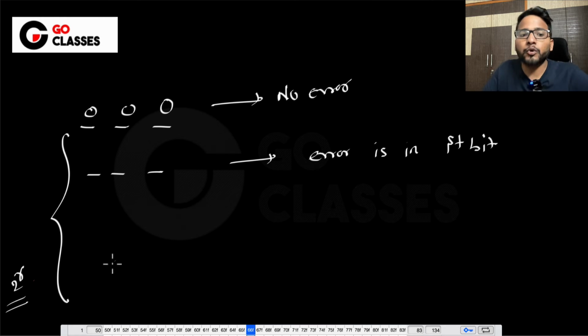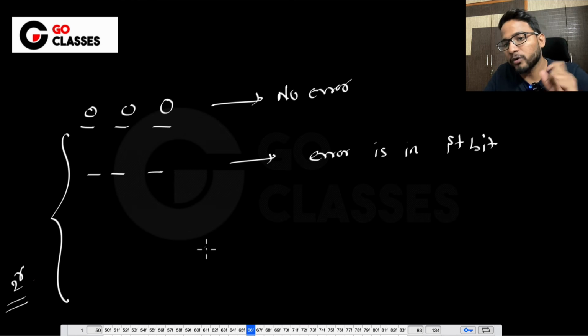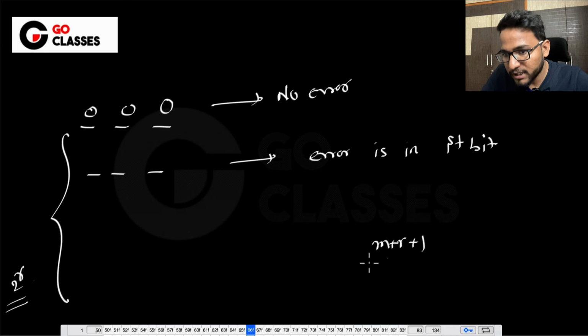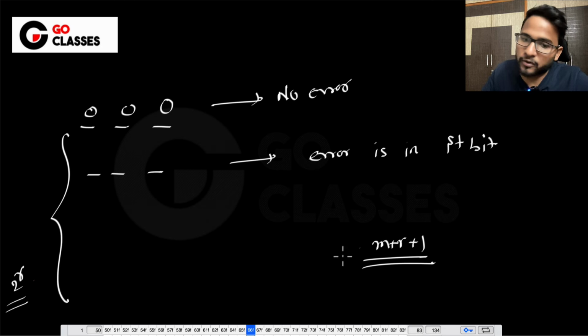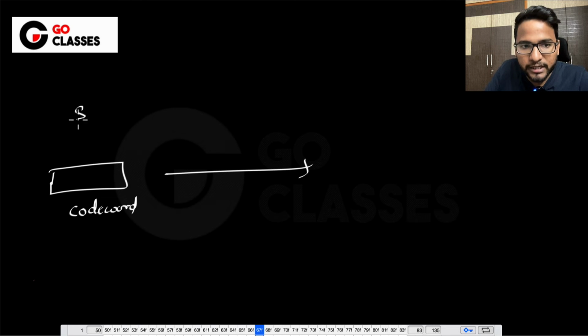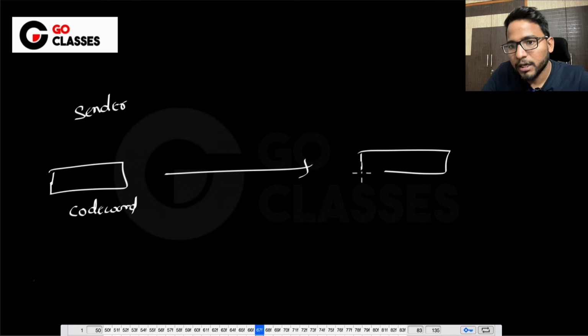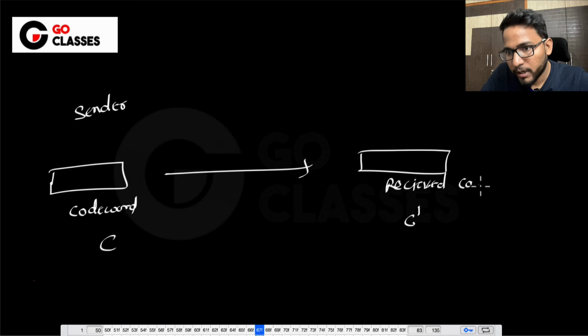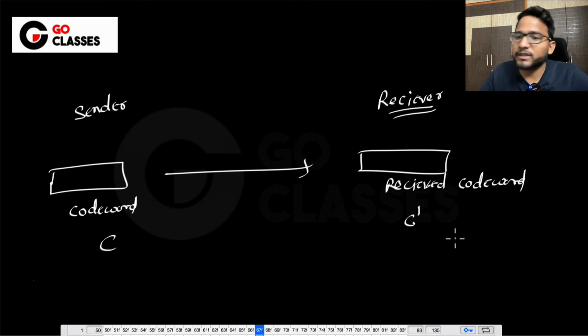So basically you have 2 power r combinations with you, and the channel can destroy your particular code word into m plus r plus 1 possibilities. So you should be able to identify which one of these it is. Whenever you are sending a code word, at the receiver side, let's suppose you are sending C and you receive C prime. This is the received code word. Now this received code word could be the same as the original code word, or could be different. Now you need to identify whether this is the same or different.